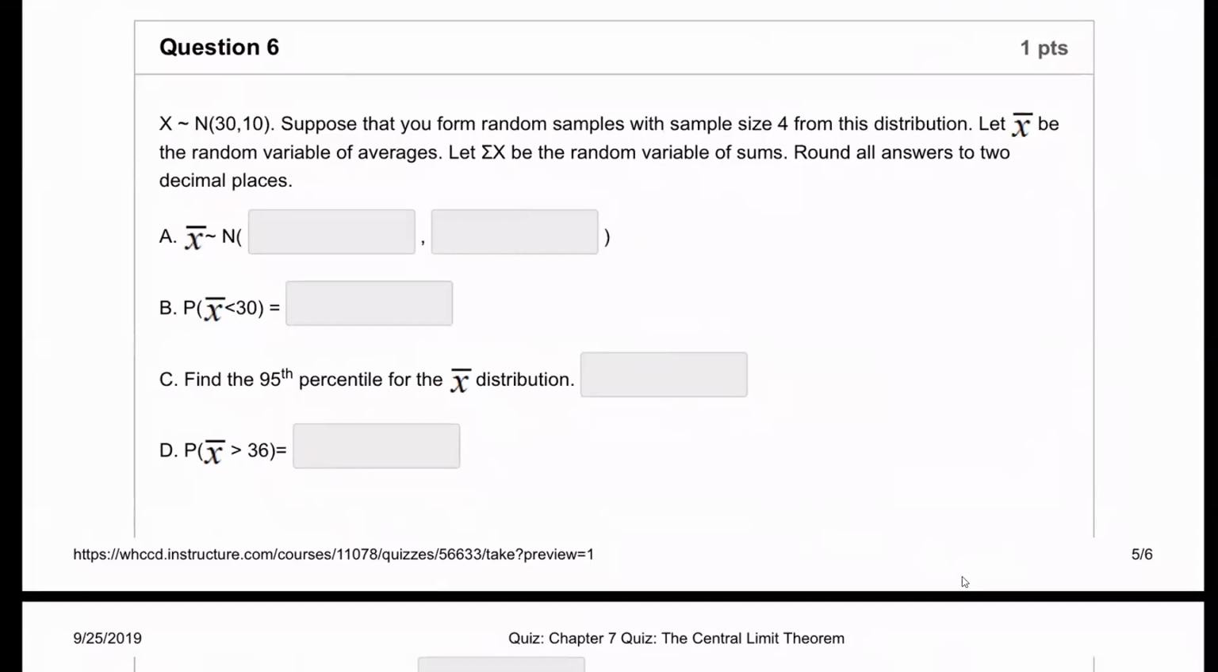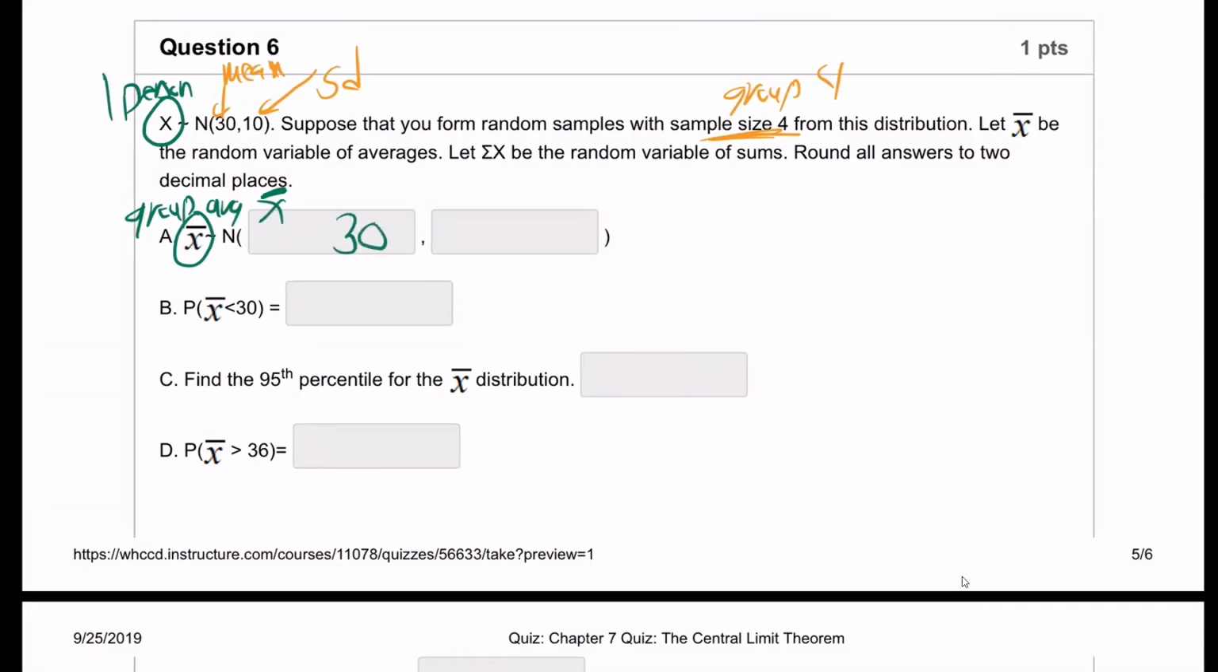Let me write that in right here. So this is your mean. Good observation, good question. This is your standard deviation right there. And then it says sample size 4, so that's your group size. Notice the difference: this is a plain X, and this is an X bar. So this is one person, and this is a group average because it's X bar. When we do the mean, the mean's the same, but the standard deviation here will be 10 divided by the square root of 4, which will come out to be 5.